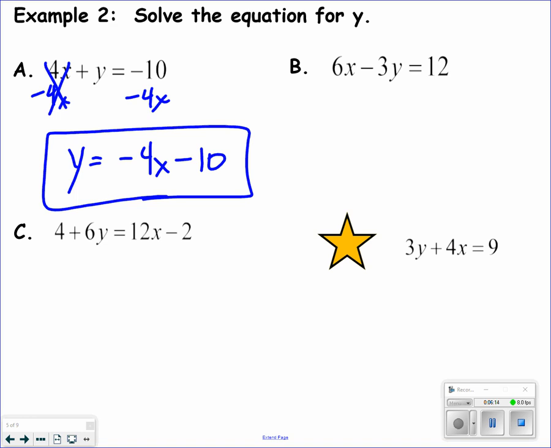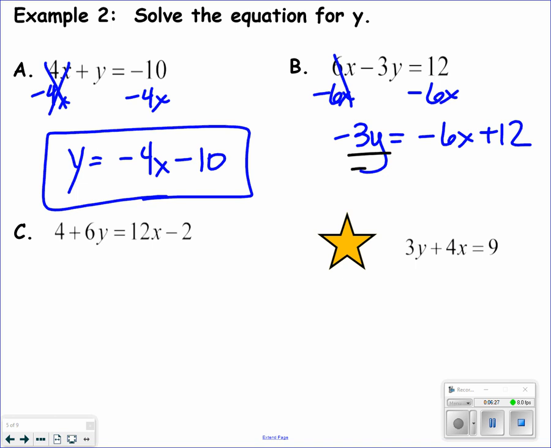So the next one, I'm going to subtract 6x from both sides. Remember, I'm trying to get y by itself. They are not alike, so I'm going to leave them separate. I have a negative 6x and a positive 12. I'm going to divide by negative 3.